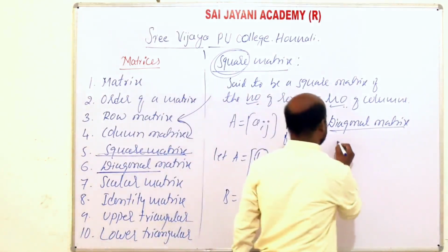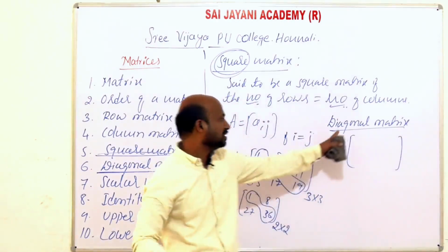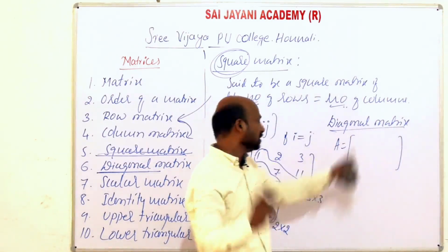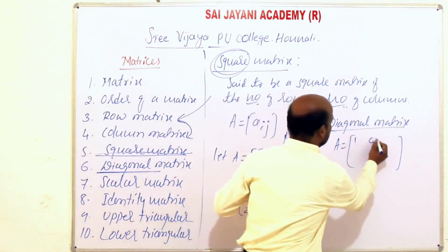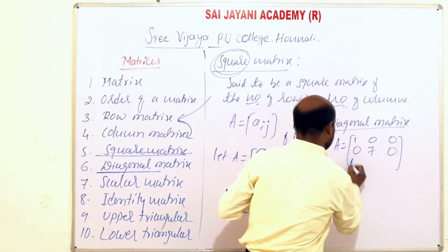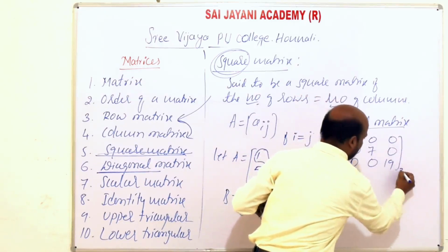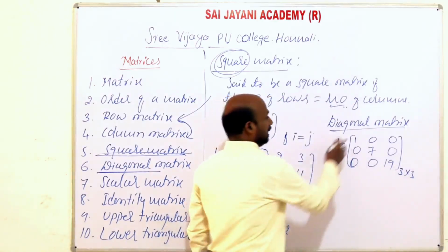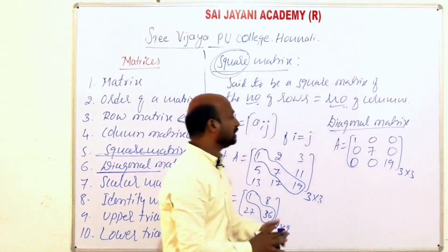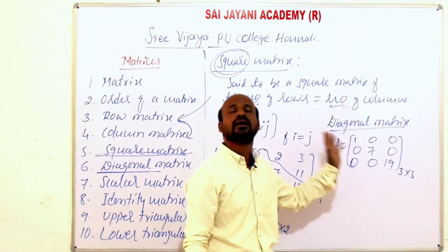That is, let us take the matrix A is equal to, it contains only the diagonal elements. As the name itself indicates, the matrix must contain only the diagonal elements. Non-diagonal elements must be 0. So let us take 1, 0, 0, 0, 7, 0, and 0, 0, and 19. Again order, number of rows 3, number of columns 3. So a square matrix is said to be a diagonal matrix if all the non-diagonal elements are zeros. It means it contains only diagonal elements.